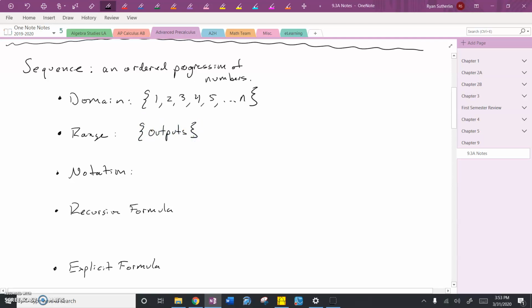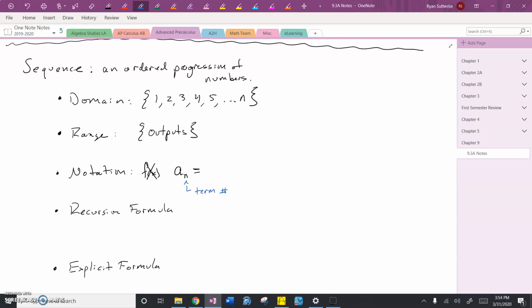For the notation, we don't use the old function notation f of x anymore. For sequences, it's typically used that you use a of n equals, where n represents the term. So a of 1 would be the first term, second term, third term.